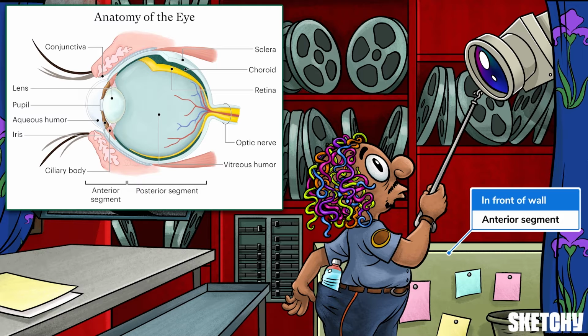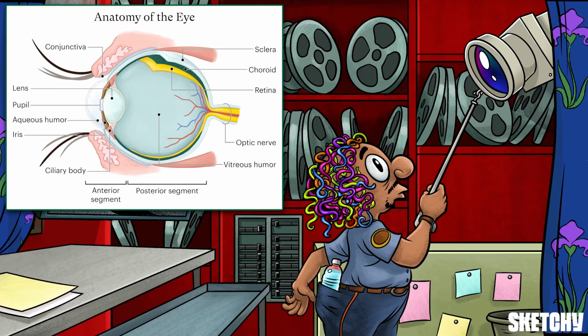The area in front of the wall symbolizes the anterior segment, which covers everything in front of the lens. The anterior segment can technically be divided up again into an anterior and posterior chamber, separated by the iris. But that's getting a bit too detailed for our purposes.